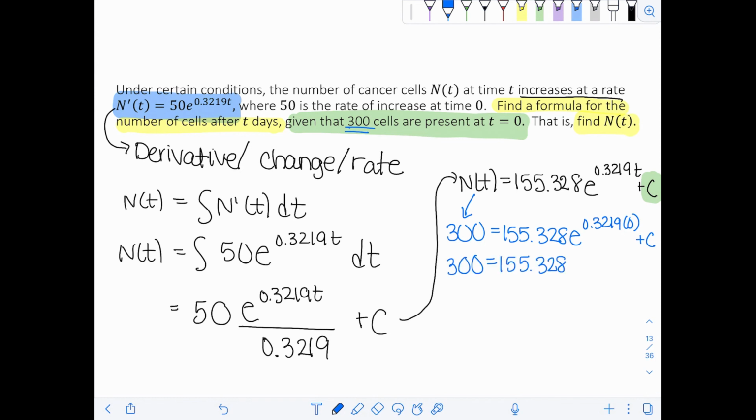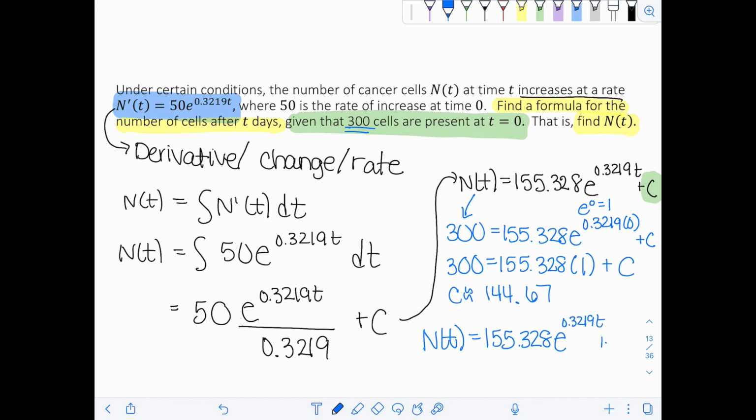For the e, we have 0.3219 times 0, which is just 0, and so we get e to the 0, which is just 1. The last step is to subtract that from both sides, and we get about 144.67. So to put it all together, the final answer is going to be 155.328 e to the 0.3219 t plus 144.67.